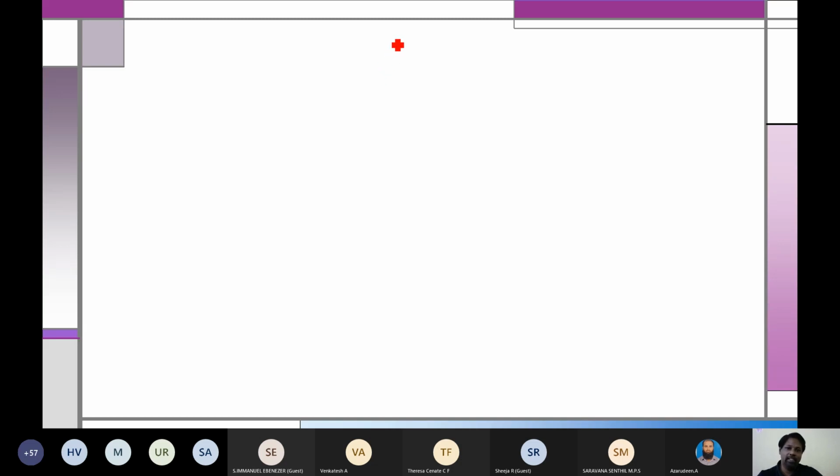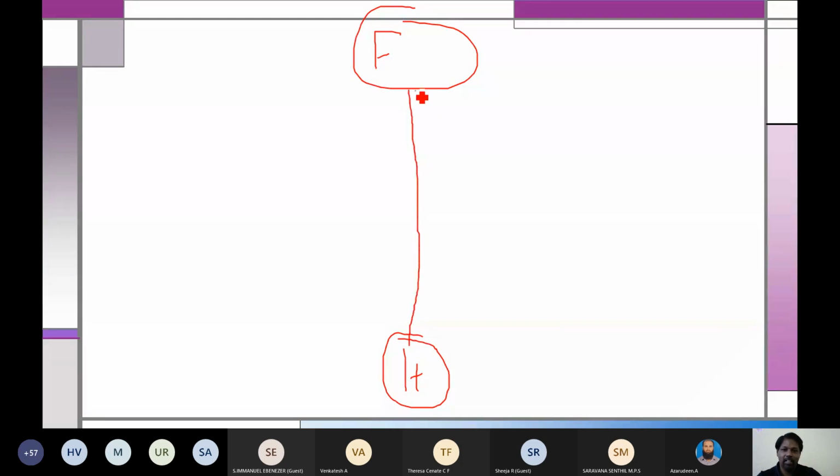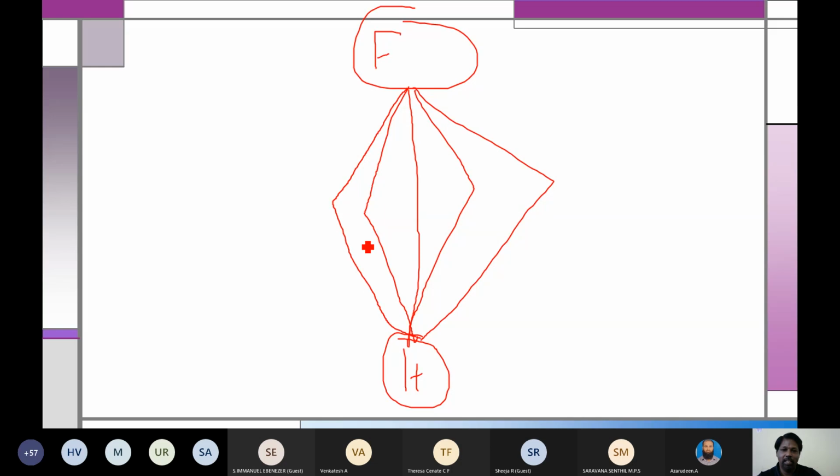Okay, so I have a food source in the top and I have a nest, a hive, here. Assume that I have 5 paths. This is the first path, this is the second path, the third path, the fourth path, and this is another path. Let me number it: 1, 2, 3, 4, 5. By seeing this diagram, you can understand that the third path is shorter and the fifth path is longer.